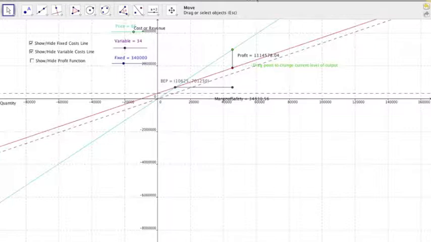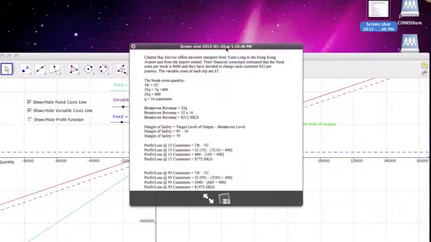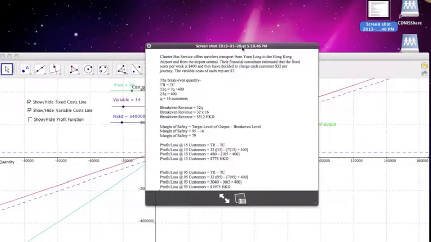Moving on to an example. So here it is. For this example, Charter Bus Services offers travelers transport from Yuen Long to the Hong Kong airport and from the airport to Central. Their financial consultant estimated that the fixed cost per week is $400, and they have decided to charge each customer $32 per journey. The variable costs of each trip are $7. So let's check the break-even quantity.